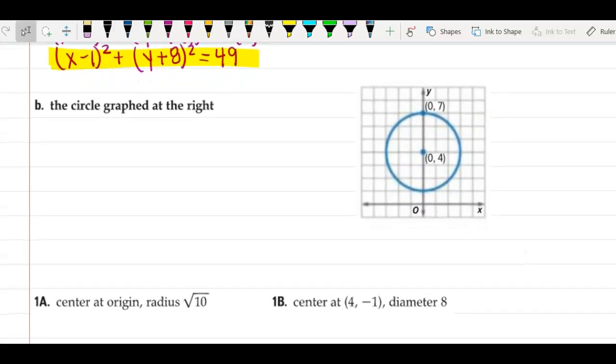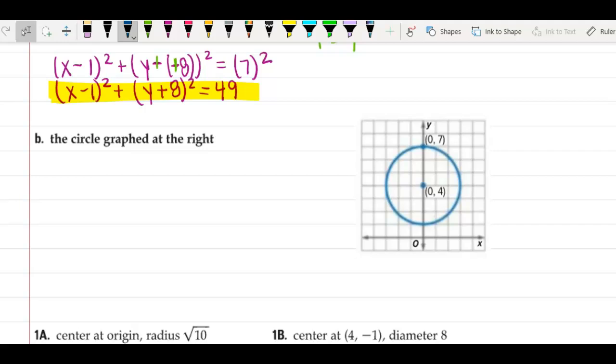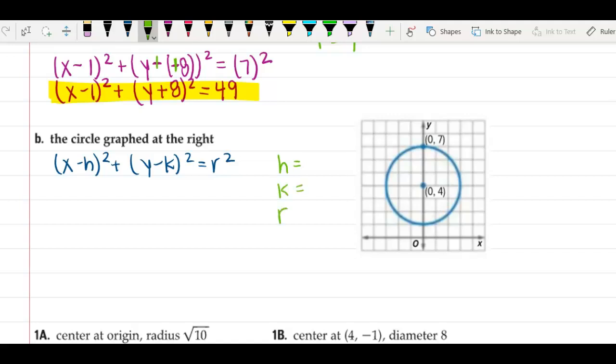So let's do one more like this before we move on. If we're looking at this graph, remember our equation, x minus h squared, y minus k squared equals r squared. We need h, we need k, and we need r. So our center is at 0, 4, which means h is 0, k is 4. To count our radius, I could do it off to the side or I could do it straight up and down. I'm going to just count the blocks until I get to the edge, and it would be 3.